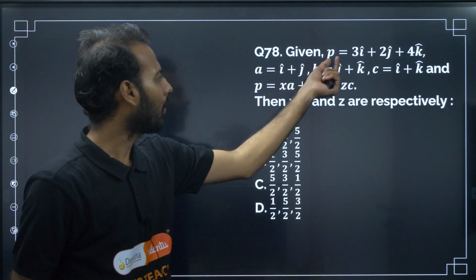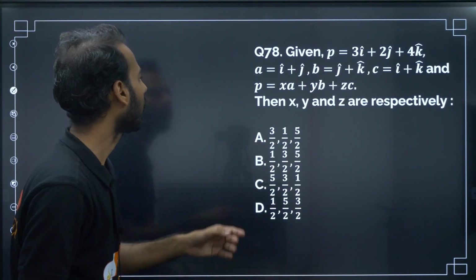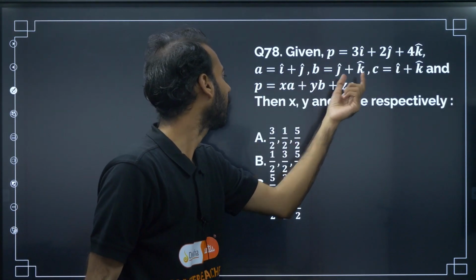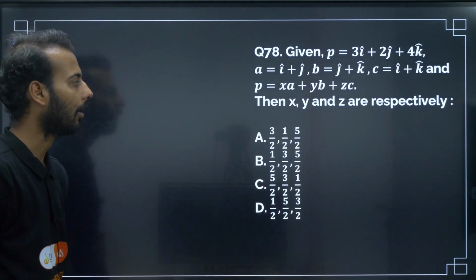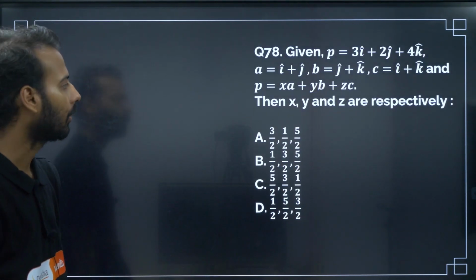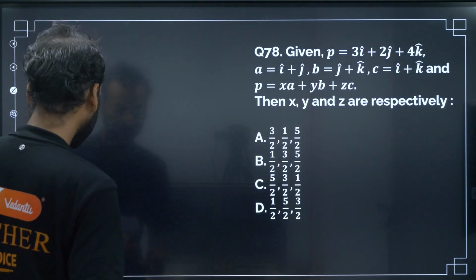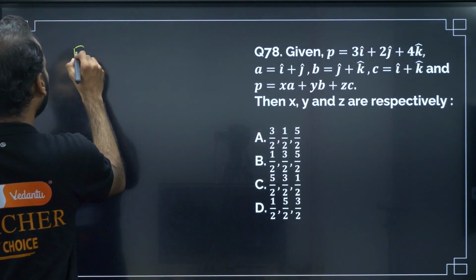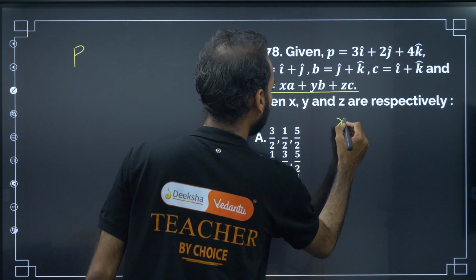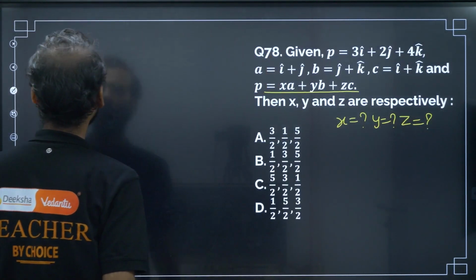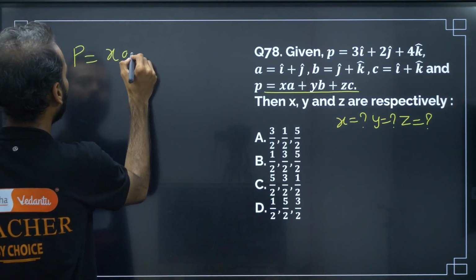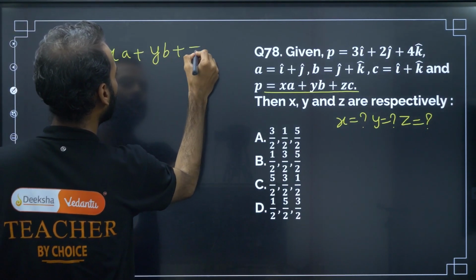Moving to next question. Given p is equal to this, some value they have given for p, and a, b, c they have given, and p is equal to xa plus yb plus zc, then x, y and z are respectively. Then they are asking to find the value of x, y and z. So let me write that p here. They are asking x, y, z are respectively. So p is equal to xa plus yb plus zc.